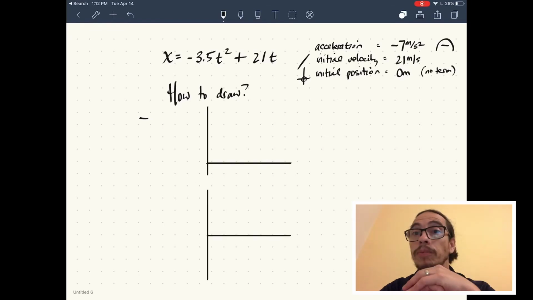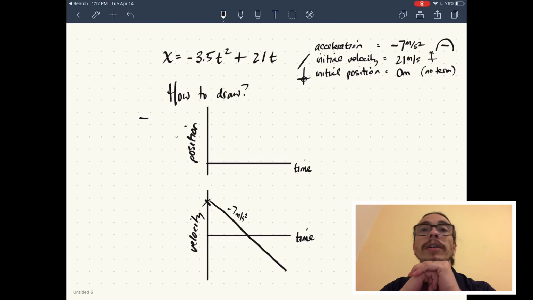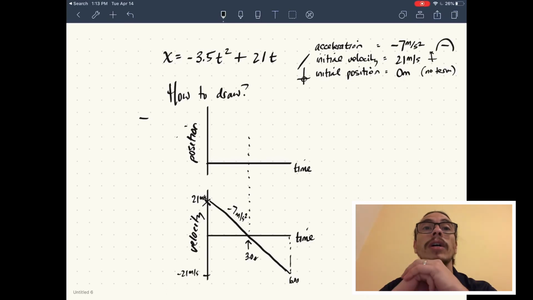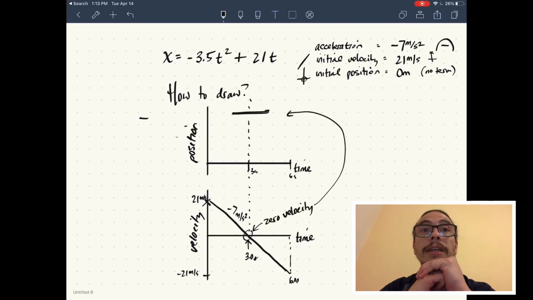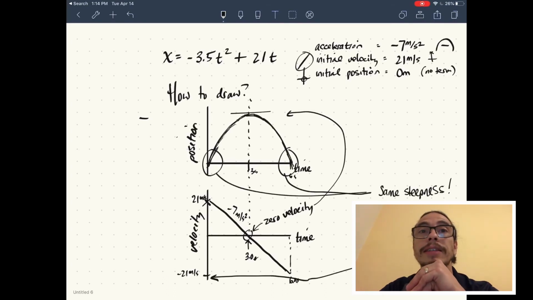Right? We're going to look at two graphs, position in time and velocity in time. It might actually be easier to draw the velocity graph first. So we're going to draw it from 21 going downward, crossing the x-axis, the time axis, at 3 seconds. How do I know? Well, 21 minus 7, 3 times gives me 0 velocity. So that's where it's going to be flat. So I'm going to initially go up and then back down. So I'm going to be going the same steepness at the beginning and end of that in 6 seconds. Kind of cool.